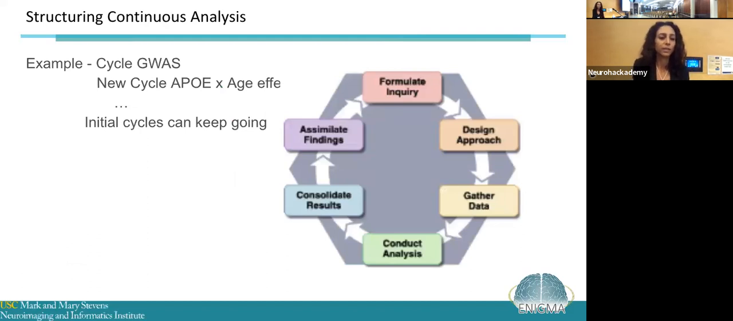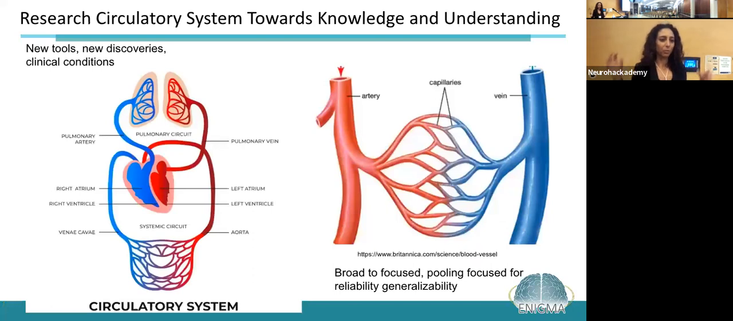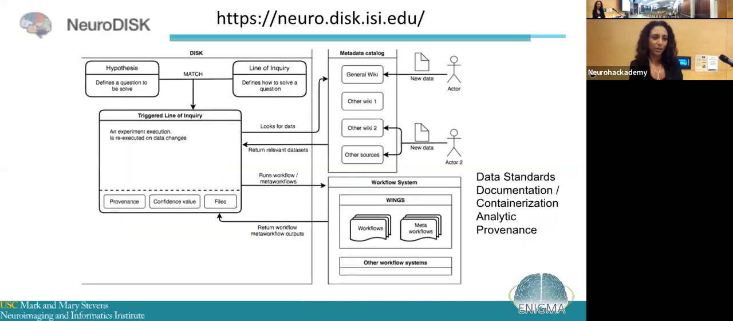So this really is a cycle. We ask the questions, we design the approach, put more data in, keep conducting new analyses, and generate new findings. You can keep that initial GWAS going, but then maybe there are results later that you want to look at. So essentially it becomes this living, breathing thing with a lot of sub-branches of different studies, and you can pull it all together later. I thought of it like the circulatory system, with the merging and dividing of the different branches.